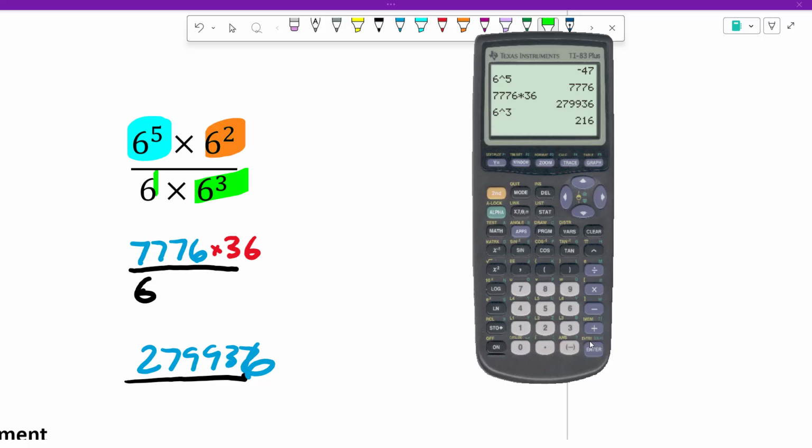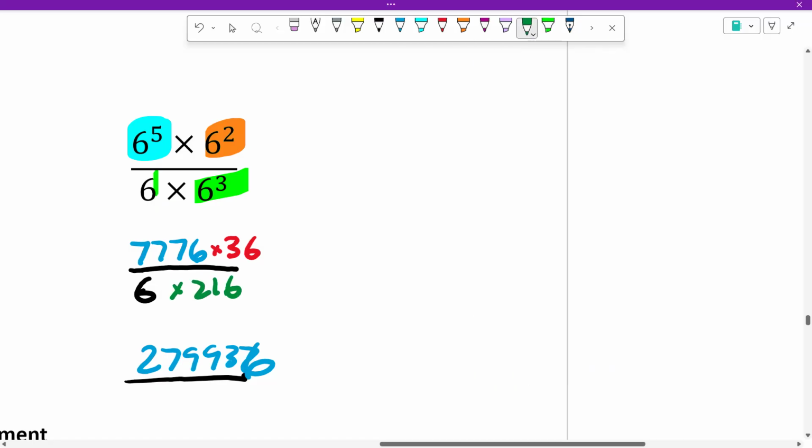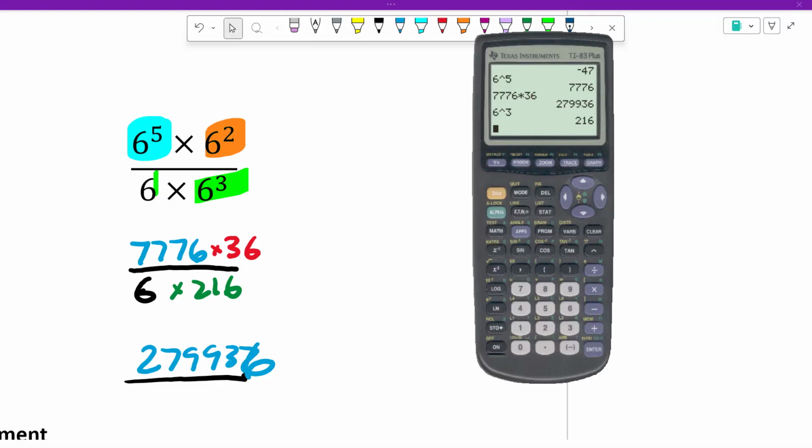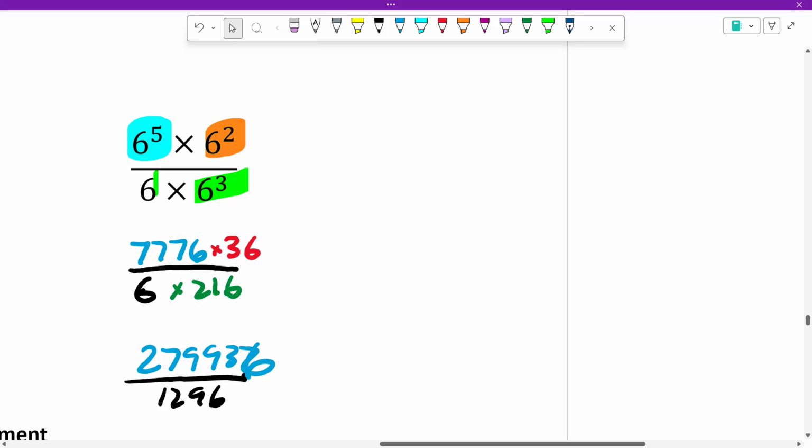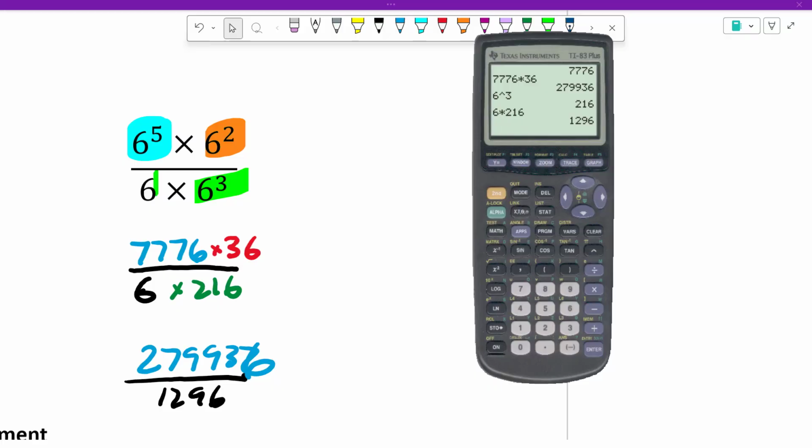But why don't we start with these? Because I want to show you sometimes life can be so much easier if you just look at it a slightly different way. And we multiply those two numbers together. 6 times 216 is 1296. Then we divide the top with the bottom. We go 279936 divided by 1296.